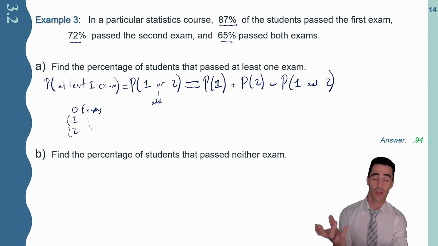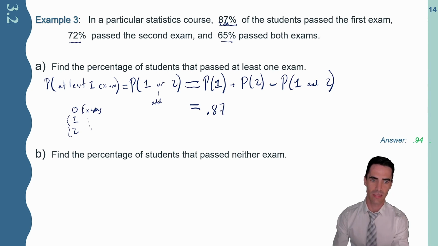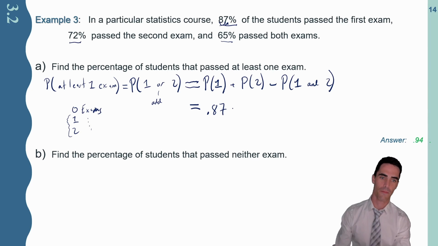Now we have each of these. And so now we have to figure out what is the probability that somebody passed the first exam. Well, there it is. It's exactly written out, 87%. Let me convert that to a decimal. Move this decimal over 1, 2. And I should write this as 0.87 for my probability that they passed the first exam.